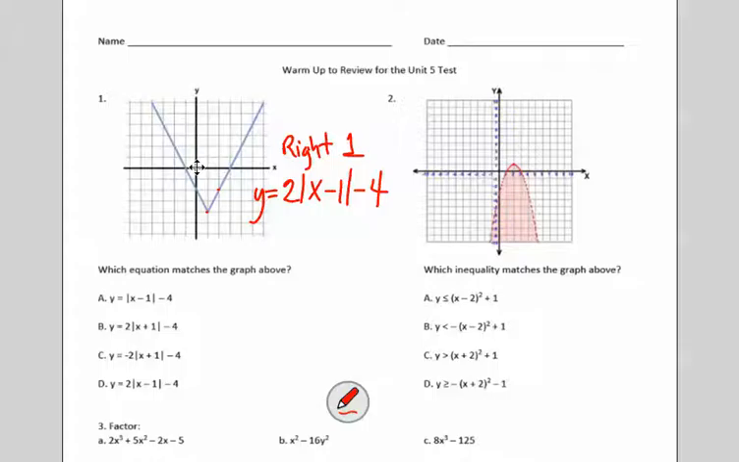There are two answers that look close, B and C. The difference is that C has a negative in front, which would make your absolute value open down. So we're going to choose choice B.